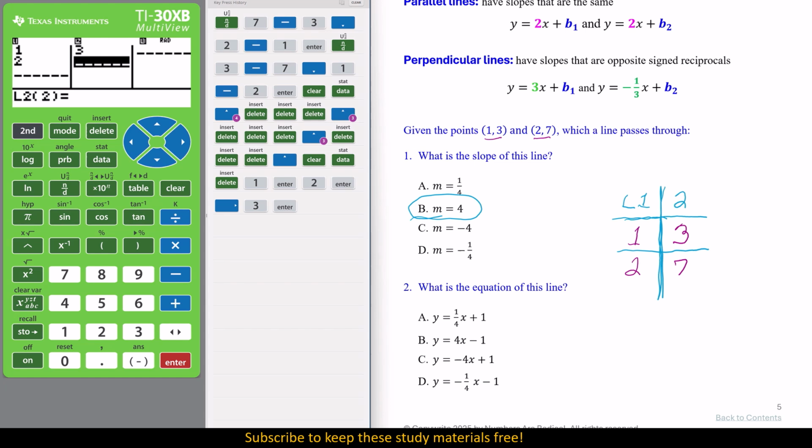Push enter. That gets the first ordered pair in. Now we need 7 and we finished up. Okay, those are our points. Now they're in our list. Okay, now what do we do?